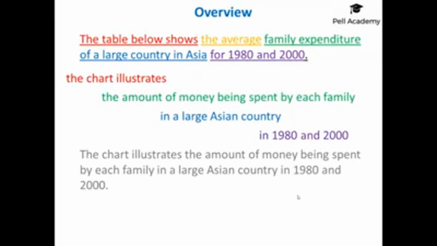So can you just have a quick look and tell me what is it that I didn't remember to include in that paraphrase? So it was the word average. So sometimes it's important to go back and just have a quick look at the original question statement to make sure that you haven't forgotten anything.